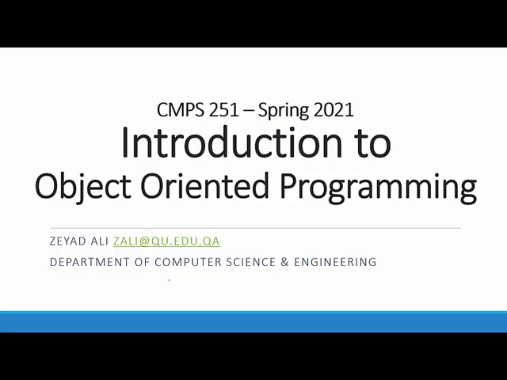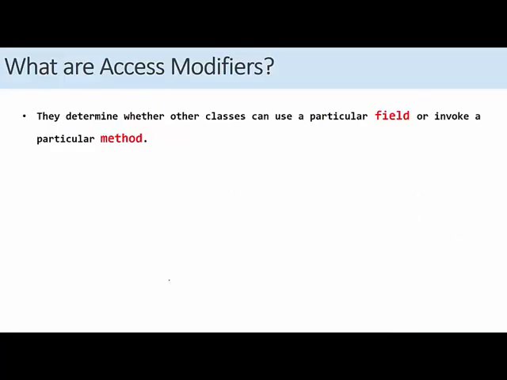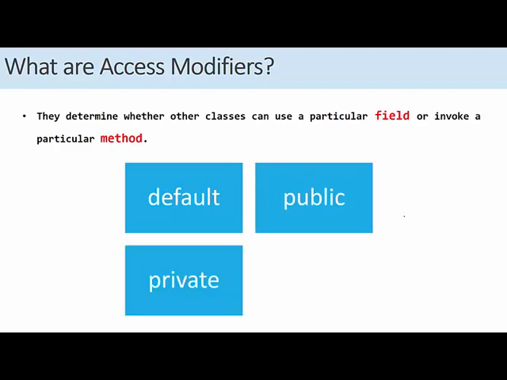Today we're going to talk about Java access modifiers: public, default, private, and protected. So what are access modifiers? Access modifiers determine whether other classes can use a particular field or attribute in your class, or if they can call a method in your class. There are four access modifiers in Java. First one is default, second is public, third one is private, the fourth is protected.